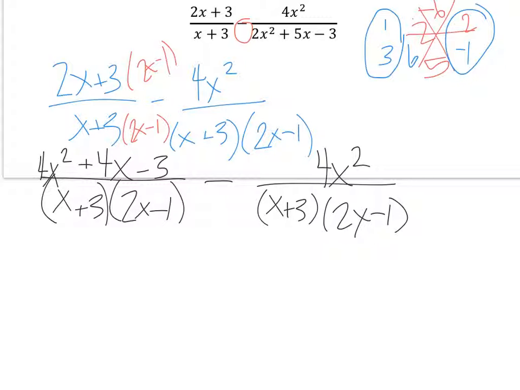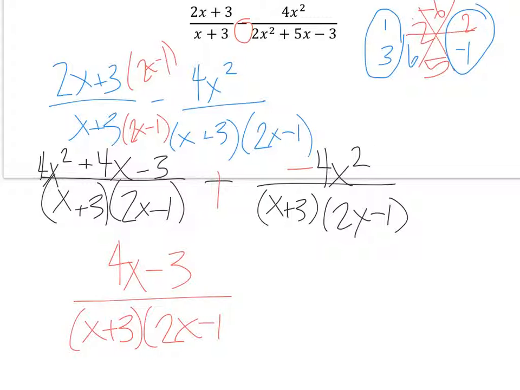This is a subtraction problem, so I'm going to change that to a plus and make that 4x squared negative. So when I go to combine this, I have 4x squared and negative 4x squared, so that actually goes away. And then there's nothing to combine with this 4x and the negative 3. So that's what I'm left with, and then I have x plus 3 and 2x minus 1. I look at 4x minus 3, and I can't do the star. There's no GCF. So again, that's my final answer.